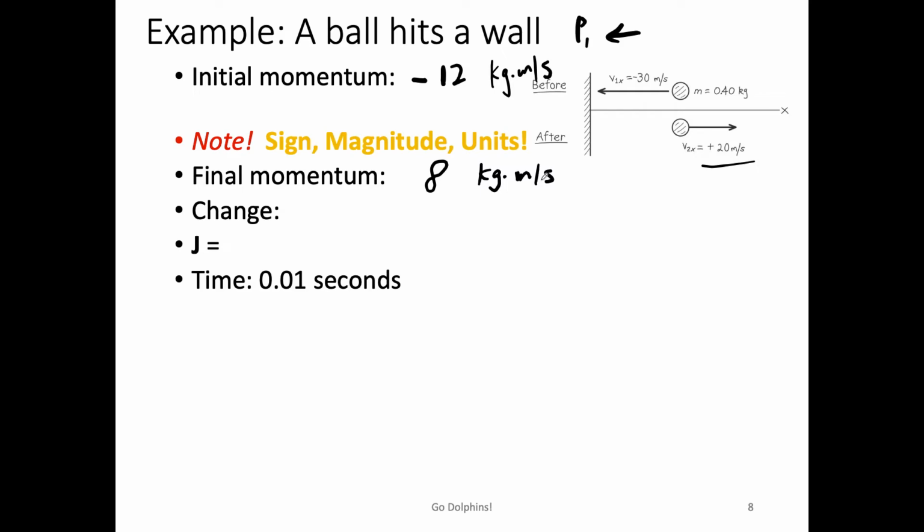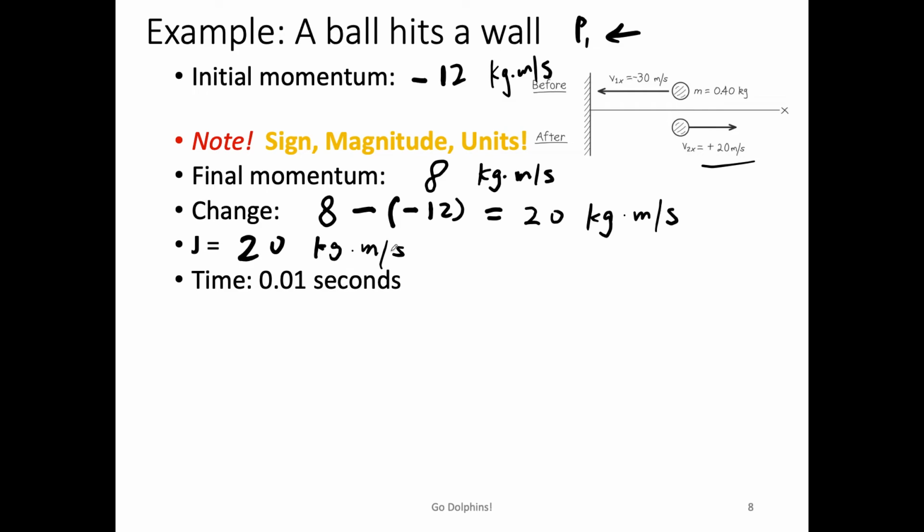So what is the change of momentum? It's not 12 subtract 8, or 8 subtract 12. Your final momentum is 8, so it's the final momentum subtract the initial momentum, and the initial momentum is negative 12. So it's 8 subtract negative 12, which gives me 20 kilogram meter per second. And the impulse-momentum theorem tells me the impulse equals the change of momentum. The impulse equals 20 kilogram meter per second as well.